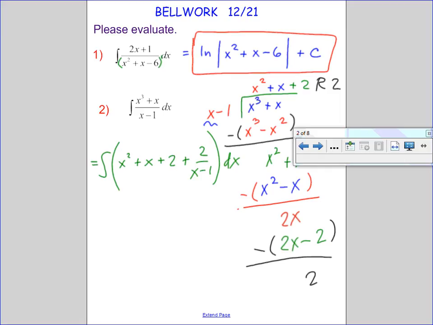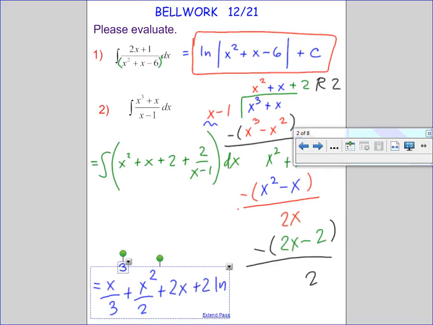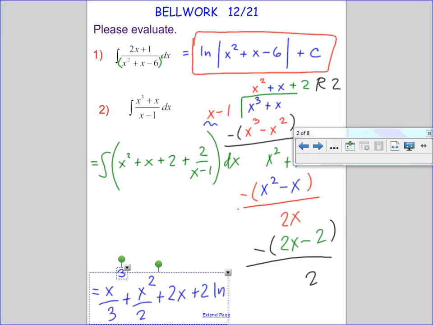And we can simply go term by term. Power rule, constant, and natural log. So x cubed over 3 plus x squared over 2 plus 2x plus 2 natural log absolute value of x minus 1, close bars, plus c.